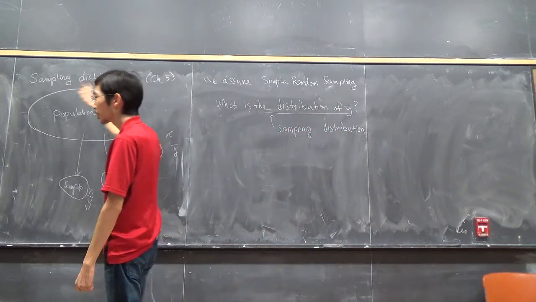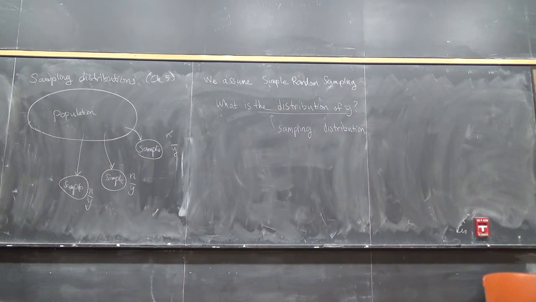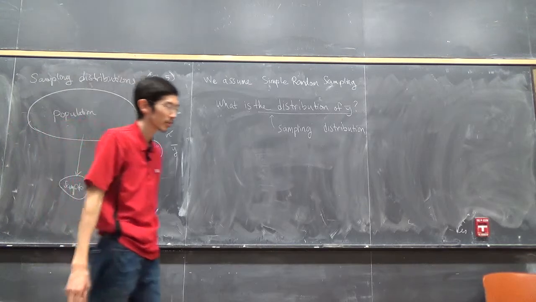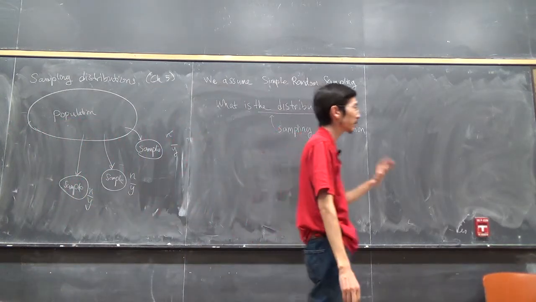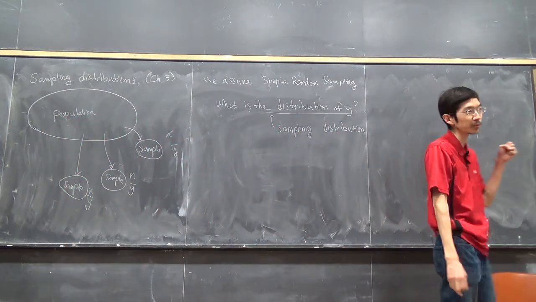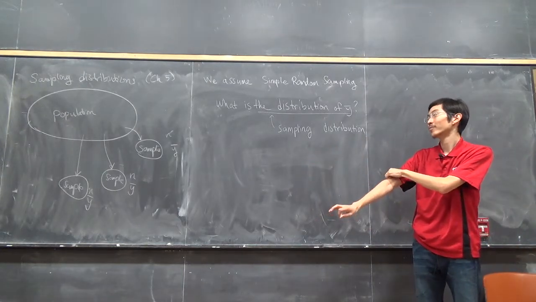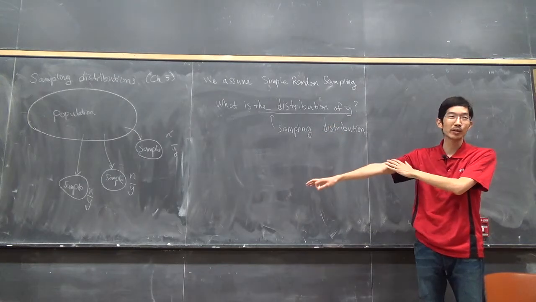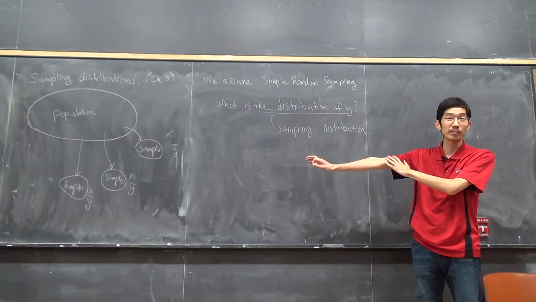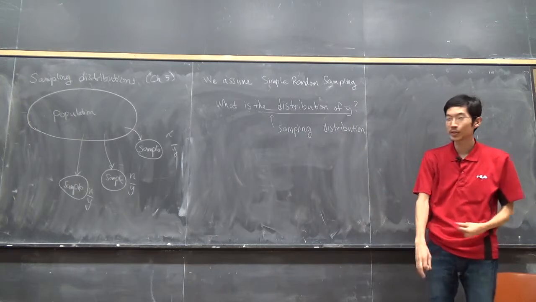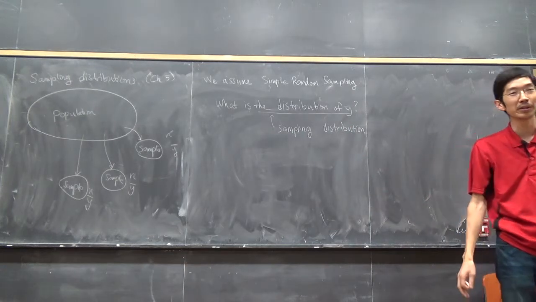So if we've got a population, and I just repeatedly take different random samples from the population, and I do this over and over and over again, each time I take a random sample, I get a y bar, and I keep track of all the different y bars, all the different sample means. What is that distribution going to look like?